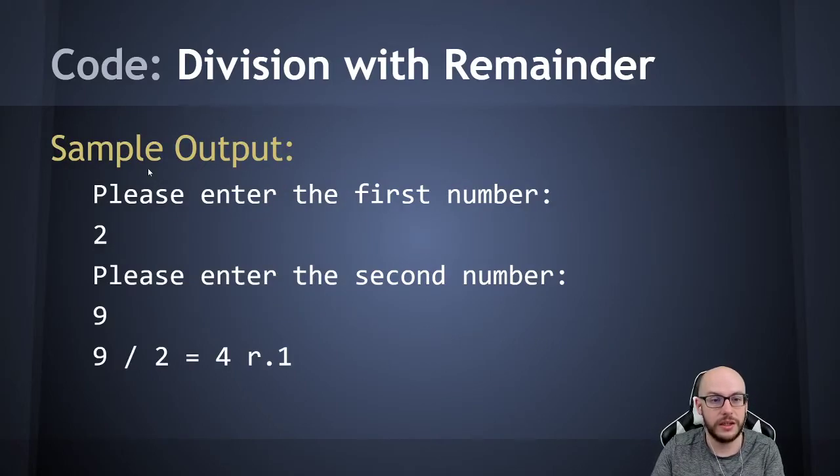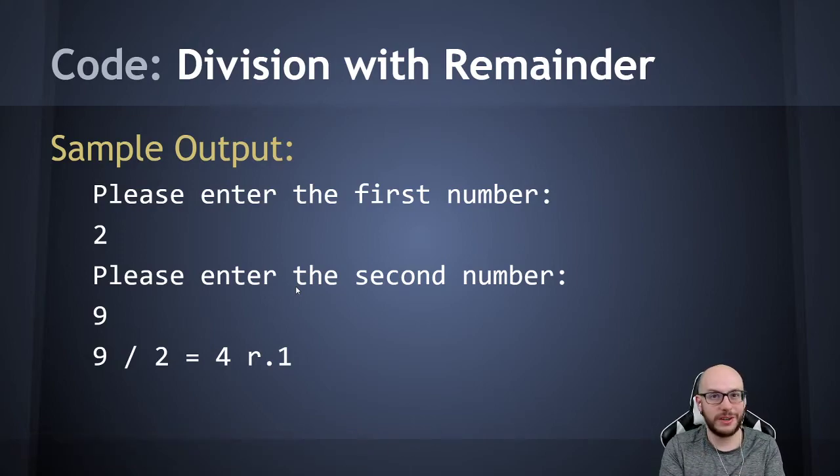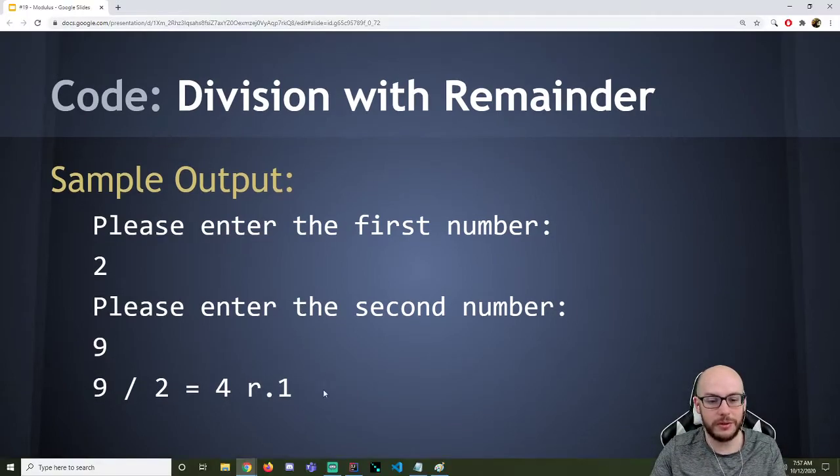That's a little interesting. So here is an example. Please enter the first number. The user says 2. Please enter the second number. The user said 9. 9 divided by 2 is 4 with a remainder of 1. So this is a sample output of what I want the program to look like. If you feel like you know what you're doing, here's probably a good spot to pause and try it on your own, but I'm going to go straight into it.